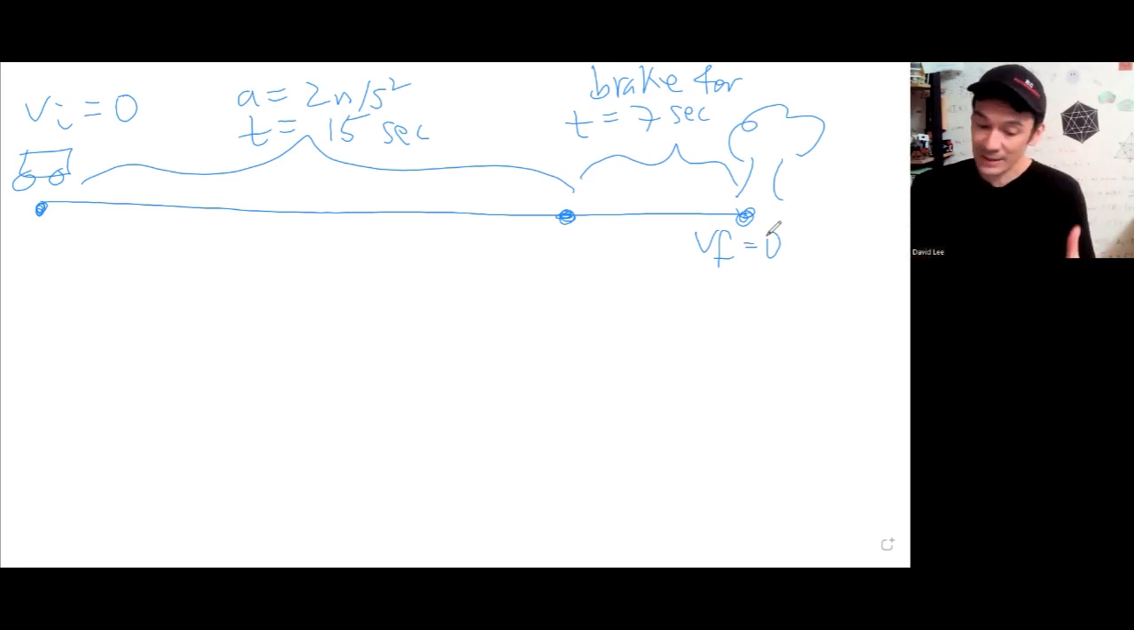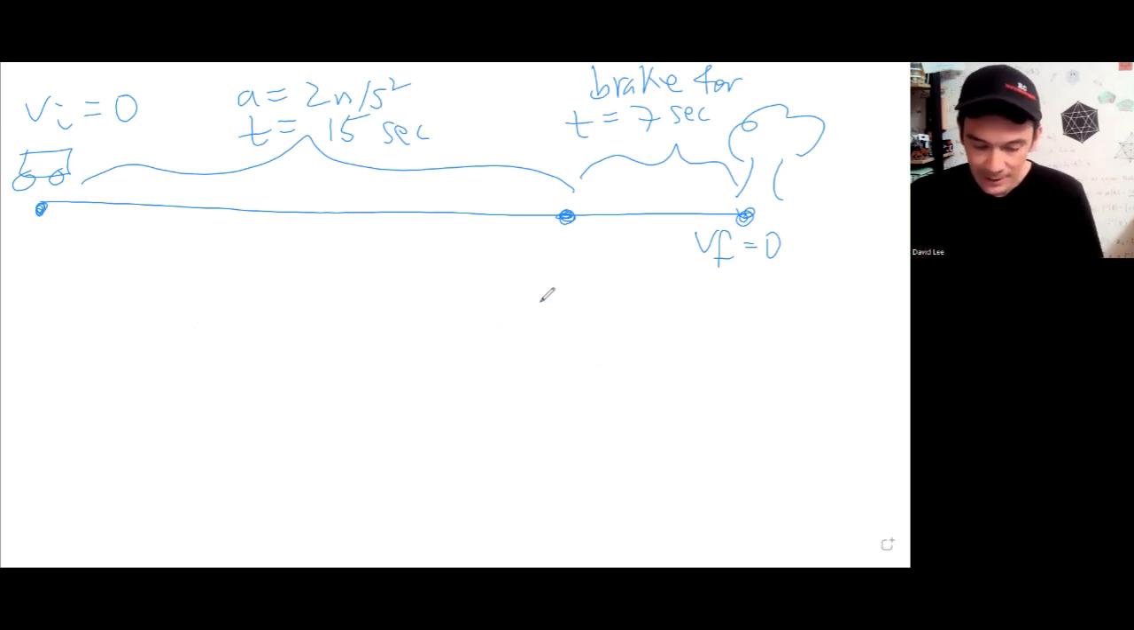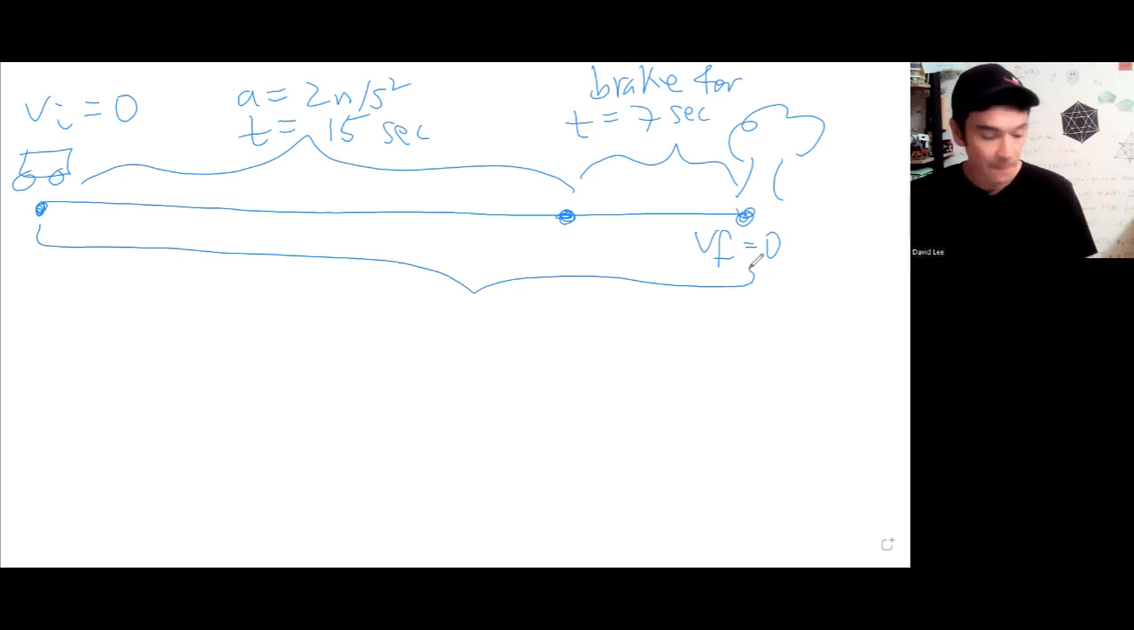The question is, yes or no, do you hit the tree? Right? Do you hit the tree? That's the question. And I think they also have to tell you how far away the tree was initially from where you started. Let's suppose it was 800 meters away. Okay? 800 meters.